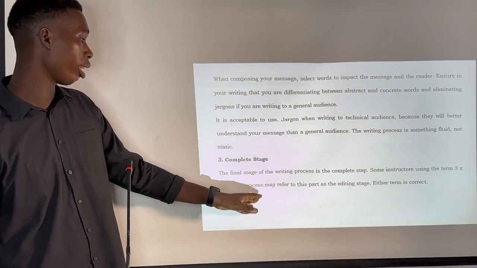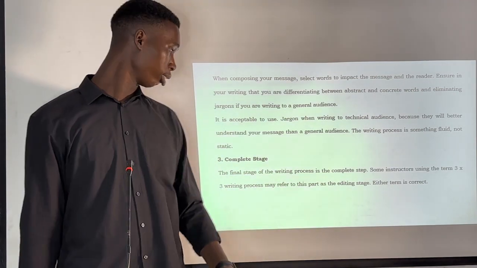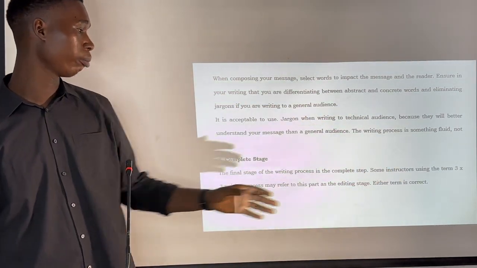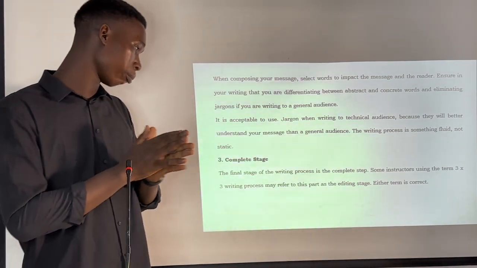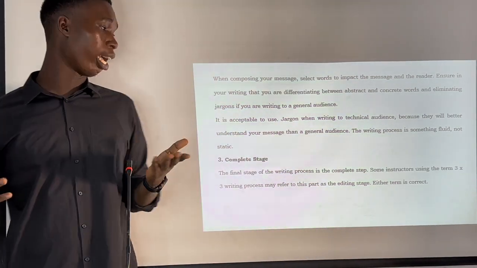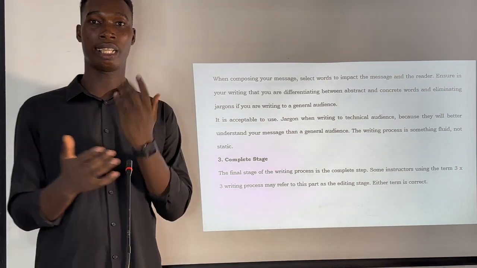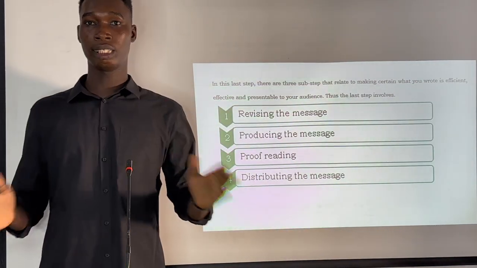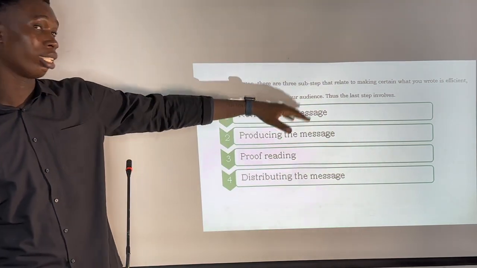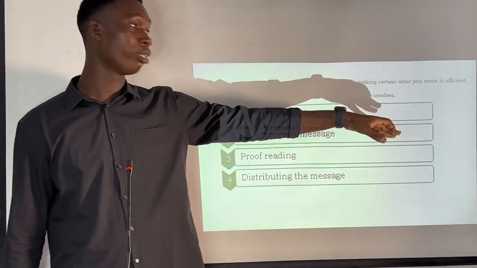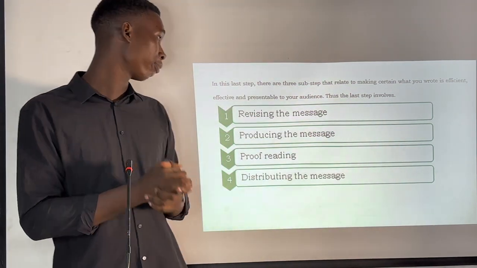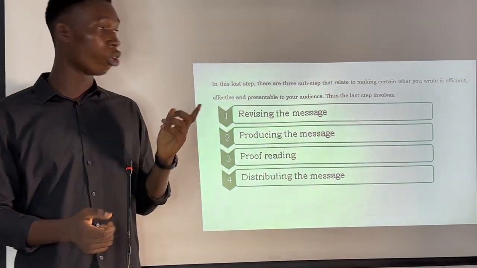As you can see here, the final stage of the writing process is the complete step. Some instructors using the same 3x3 writing process may refer to this part as the editing stage, either term is correct. Next slide. So in these last steps, there are 4 sub-steps that relate to making certain what you write is efficient, effective, and presentable to your audience.